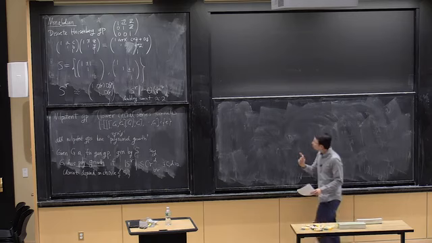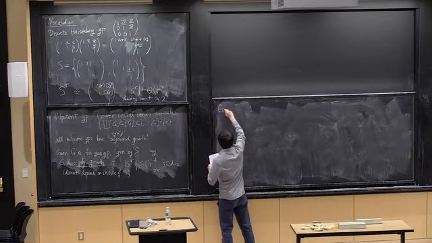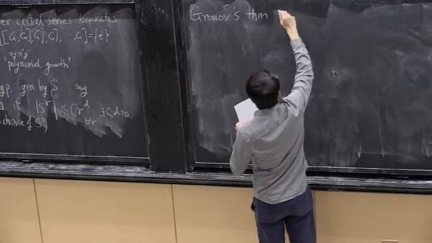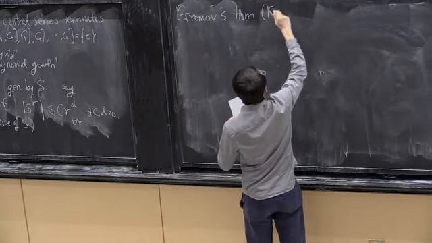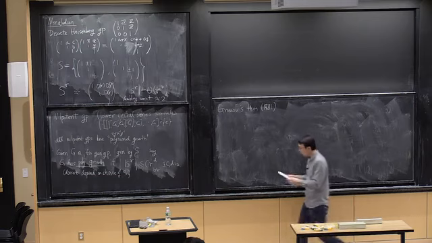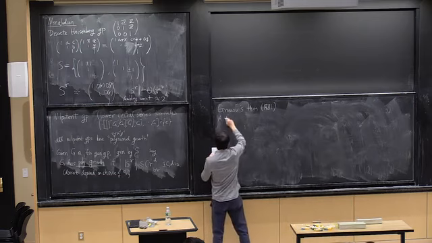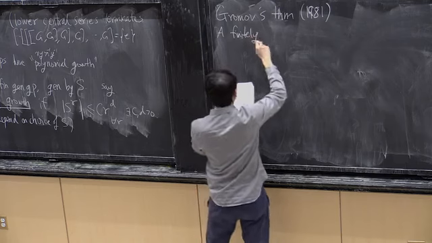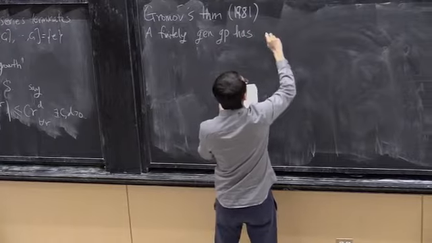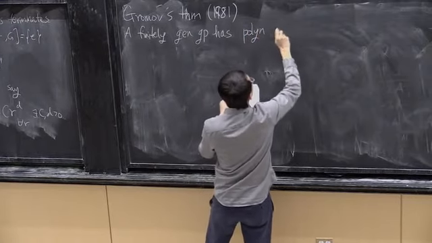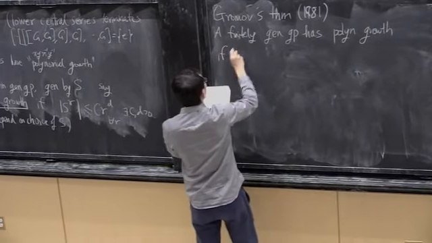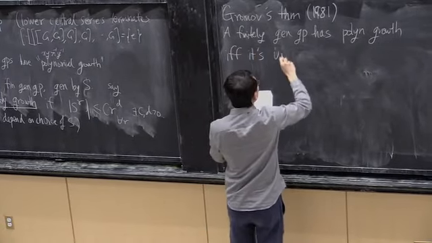Is there some characterization that's an inverse of what we've seen so far? And the answer is yes. And this is a famous and deep result of Gromov. So Gromov's theorem on groups of polynomial growth from the 80s. Gromov showed that a finitely generated group has polynomial growth if and only if it's virtually nilpotent.